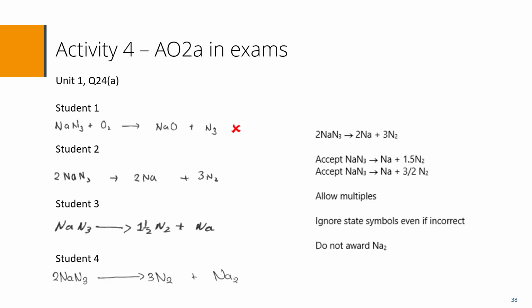The first one is obviously wrong because it has got the wrong formula. It's got sodium oxide in it, not sodium, and N3, which is incorrect. The second one is correct. It's the model answer. The third one is correct because it has been divided by half, and that's perfectly acceptable. And the last one is wrong because they've got Na2.